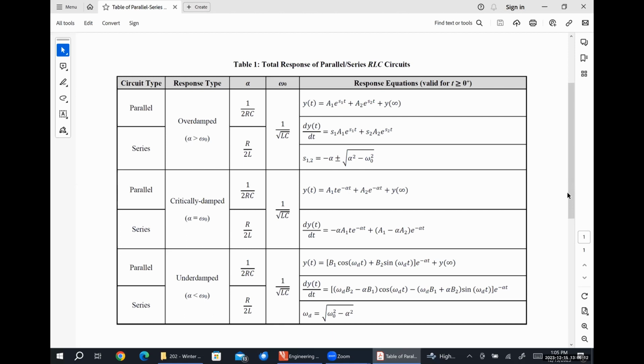As a heads up, the table also includes information for series RLC circuits. We can see from the jump that alpha is 1/2RC, which is what we derived for a parallel RLC circuit. It's going to have a different value for a series RLC circuit, R/2L, which we'll see on the Wednesday we get back from break, because we're taking our test on Monday. The resonant frequency is the same for both parallel RLC circuits and series RLC circuits. So we're going to use this table very extensively, starting now.